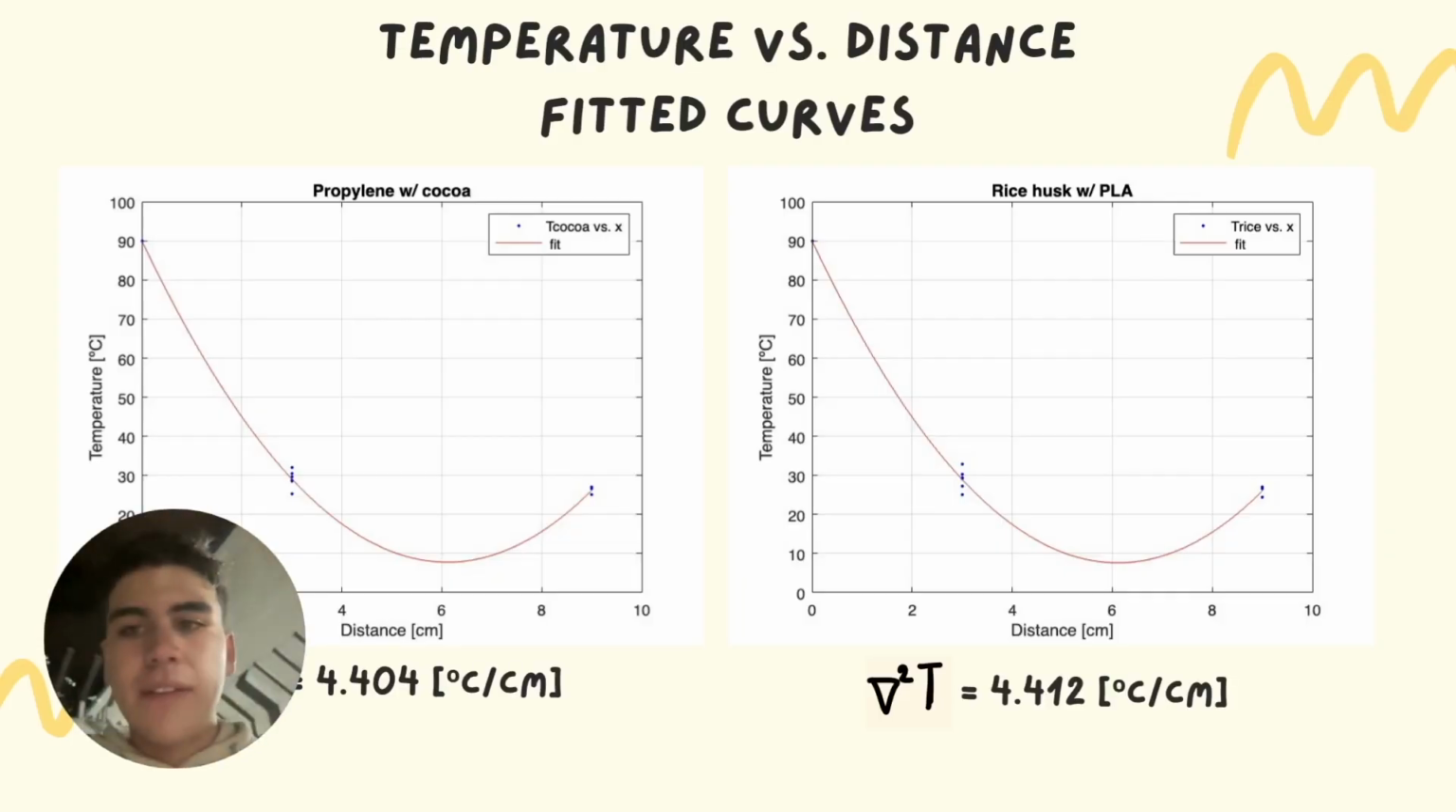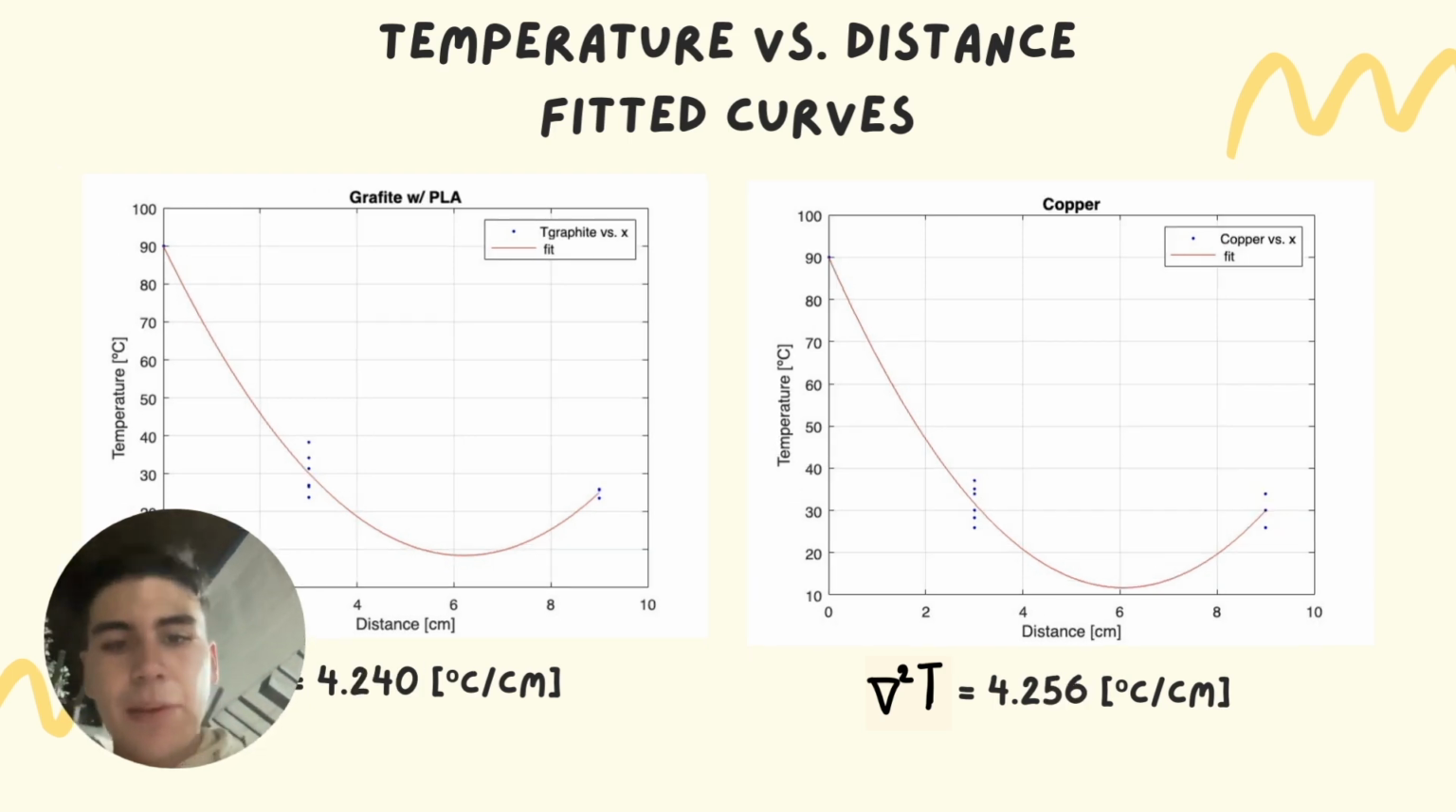In order to calculate the thermal conductivities of each composite material, we first needed to fit the data for both temperature versus distance and temperature versus time into curves. In the first case, we used a quadratic equation to fit the curve and used this equation to find the second derivative of the temperature with respect to the time and found that for the propylene with cocoa is 4.404, for the rice husk with polylactic acid is 4.412.